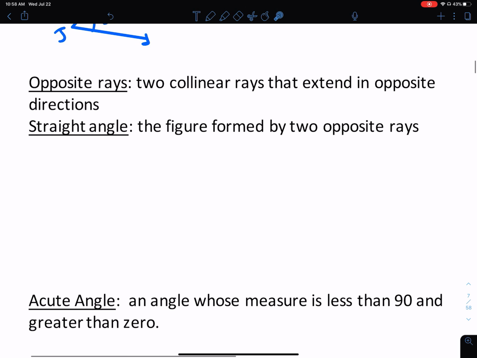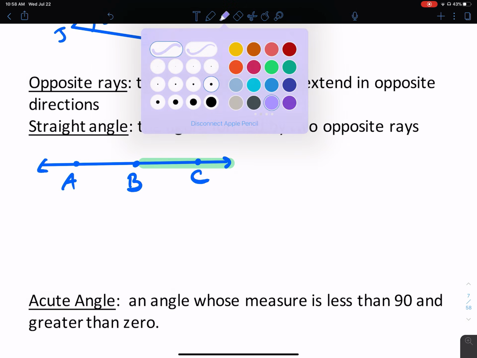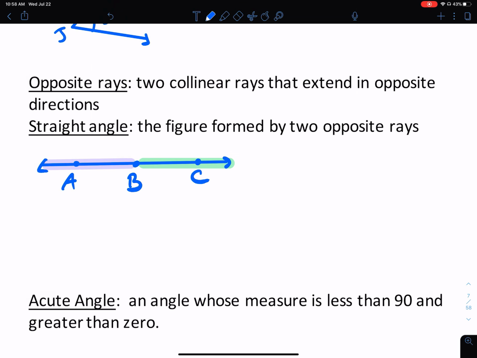Opposite rays and straight angle. Opposite rays, previous term, two collinear rays that extend in opposite directions. A straight angle is the picture formed by two opposite rays. So if I draw, which ends up essentially being a line, and I name three points on this, just highlighting these two different rays, we could say that ray BA and ray BC are opposite rays.